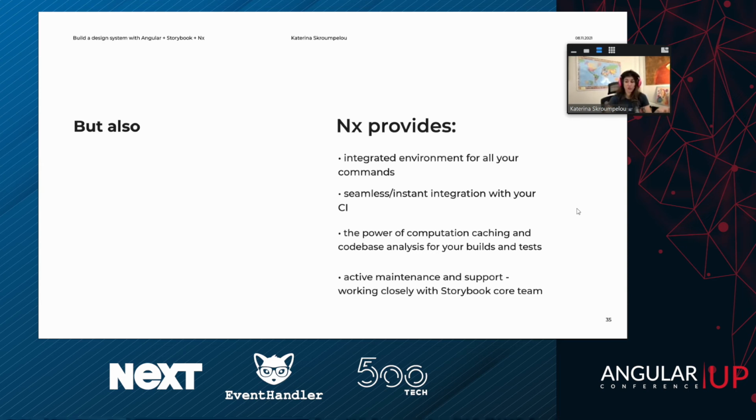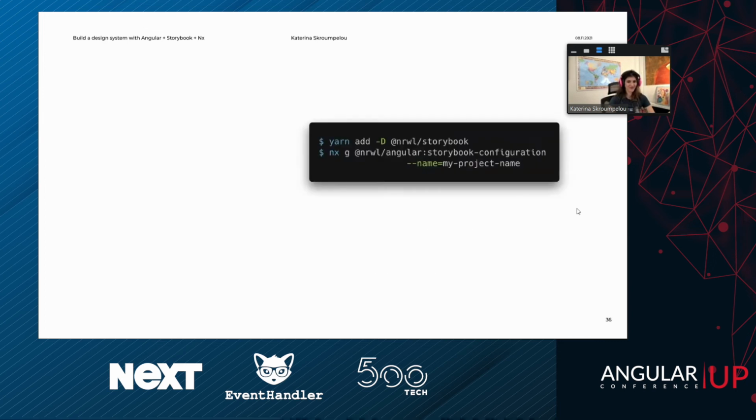It provides you the power of computation caching and code base analysis for your builds and tests. And we also provide active maintenance and support. We're working very closely with the Storybook core team. Each new feature they have, they ping us, and each thing we want to fix or change, we ping them. So it's a continuous back and forth. And now Storybook also uses Nx for their code base. So you can see how this relationship really brings things together.